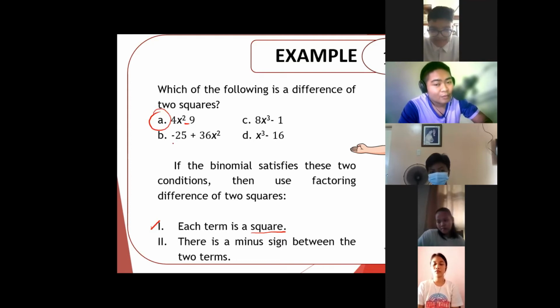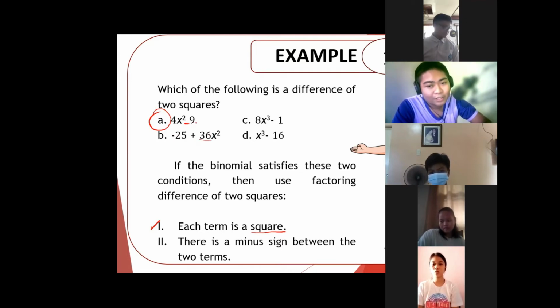How about letter B? We have negative 25 plus 36x squared. Is 36 a perfect square? What is the square root of 36? 6. Okay. How about for 25? 5. Okay. So that would be the rule for number 1. How about for number 2? Is there a minus sign you can see between the two terms?